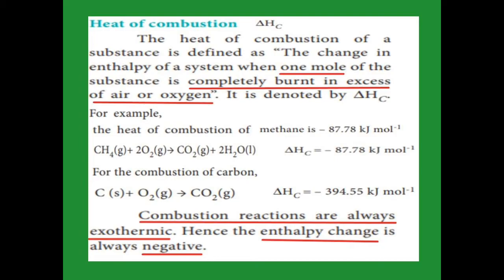Then combustion of carbon: carbon in the presence of oxygen is burned and gives carbon dioxide. In that reaction, delta HC, C means combustion, H means enthalpy. The enthalpy change of combustion is minus 394.55 kilojoules per mole. In both examples we have negative values. Why negative? Because a combustion reaction is always exothermic. Exothermic means heat is evolved, and evolved means energy is lost, so we give a negative quantity. So the heat of combustion is always a negative value.